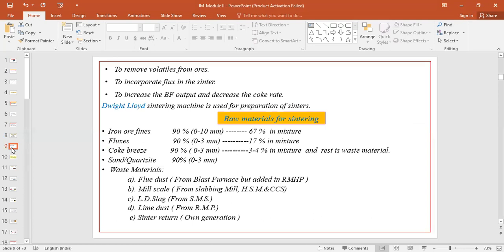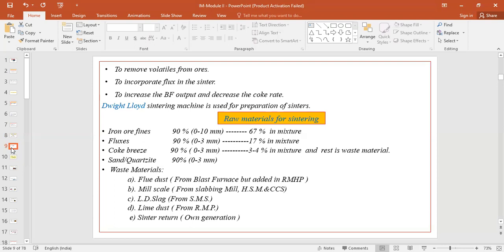And also we prefer agglomerates or sinters to remove the volatiles from the ores and to incorporate flux in the sinters. Another advantage of using agglomerates is that these agglomerates, either sinters or pellets, are already pre-fluxed products. A good amount of fluxing agent is already incorporated in the iron bearing material. So we need not add any extra fluxes as a part of the burden inside the blast furnace when we are using agglomerates.